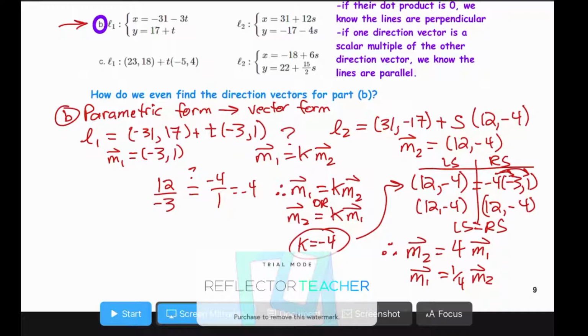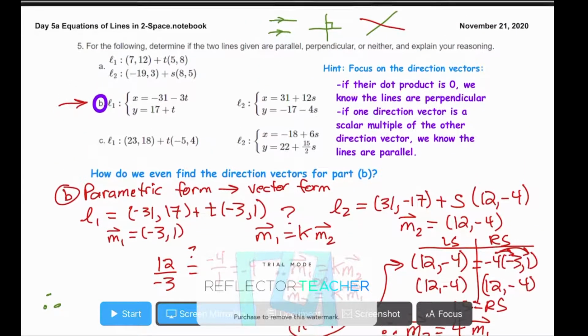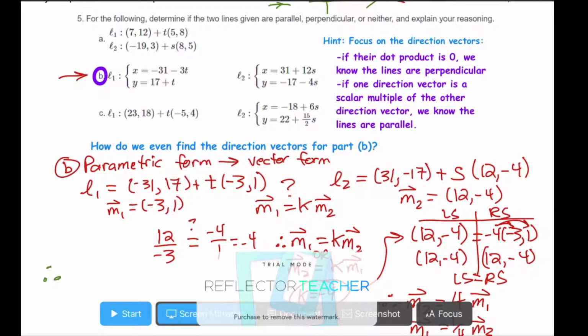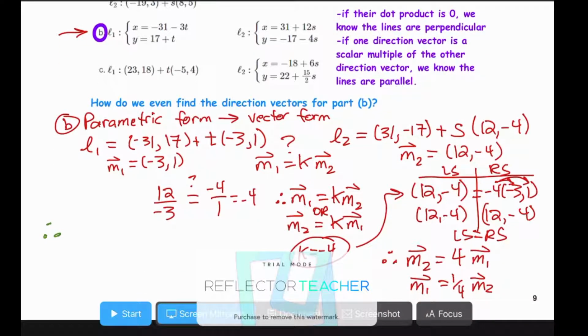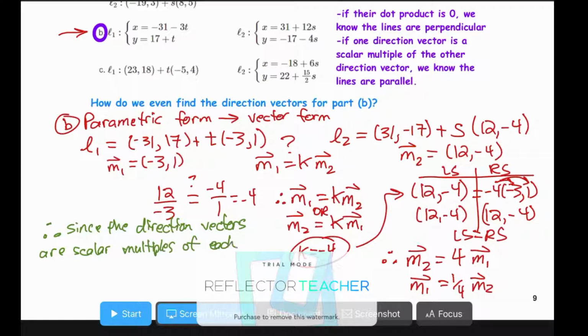Final step is just to state our conclusion. So, therefore, what were we trying to find? We were trying to figure out if these lines are parallel, perpendicular, or neither. We saw that they have the same direction vector, therefore they are parallel. So, therefore, since the direction vectors are scalar multiples of each other, we know the lines are parallel.